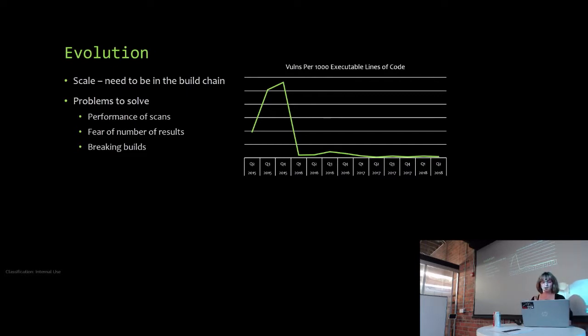We knew we had some problems to solve when we got into the build chain. Performance of scans: things were going to take very long to scan, and we didn't want to slow things down. Fear of the number of results: a developer running a scan is like, oh no, if I get 500 results, am I going to have to fix all those before I can take my code to production? That's a valid fear. And then, breaking builds. Developers want to be able to move their code into production. That's what they're getting paid to do, right?